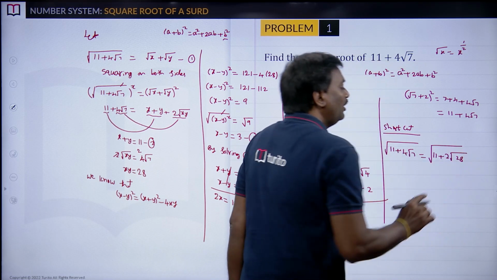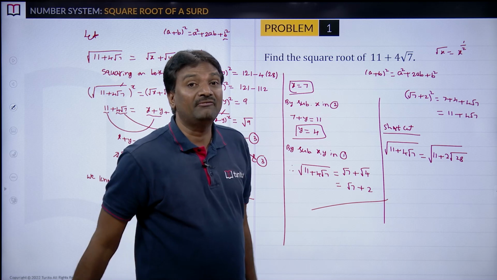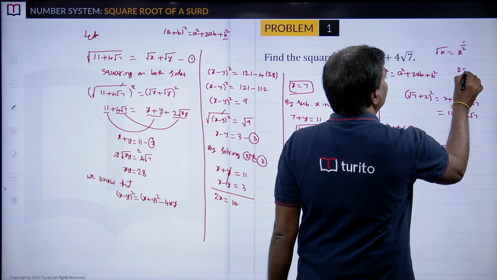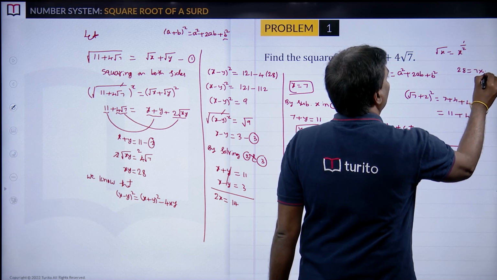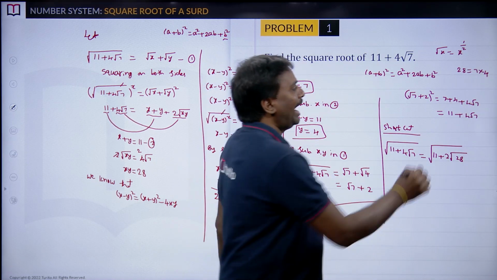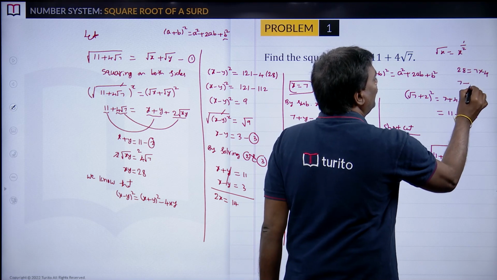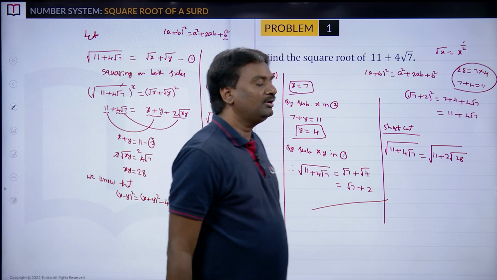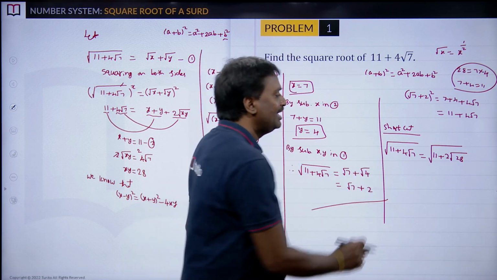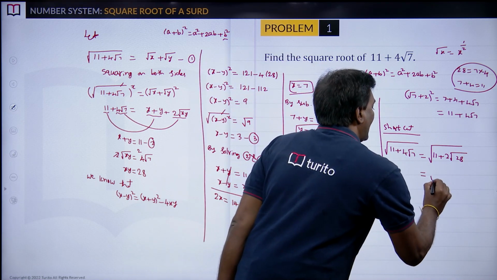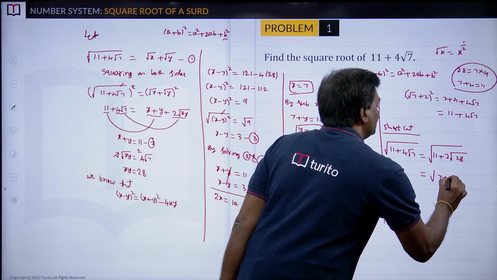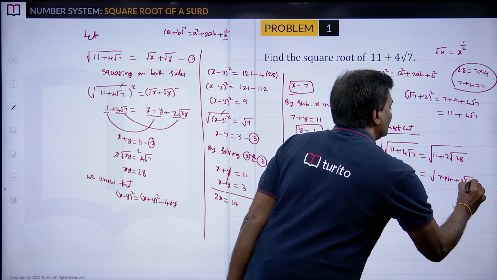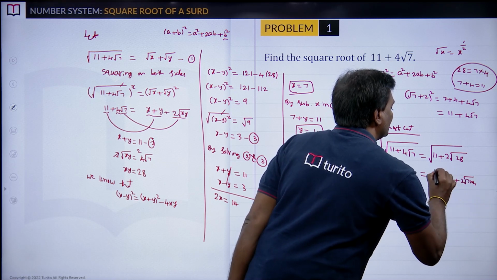28. Now 28 can be written as 7 into 4. 7 fours are 28. And by adding 7 plus 4, what will you get? 11. So by adding 7 plus 4, you will get 11. So that's why 11 can be written as 7 plus 4 plus 2 into root of 7 into 4.